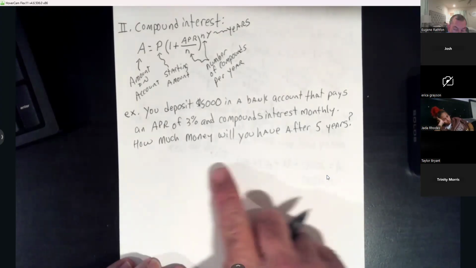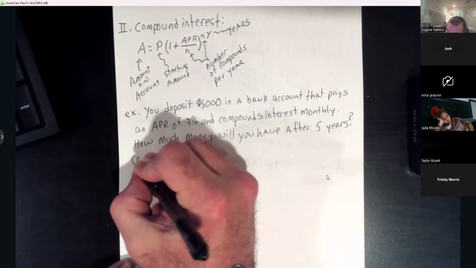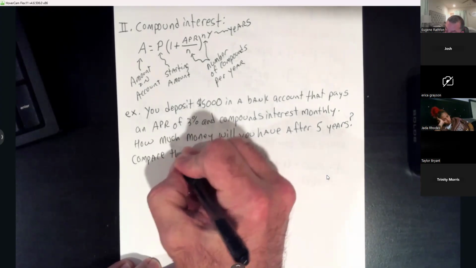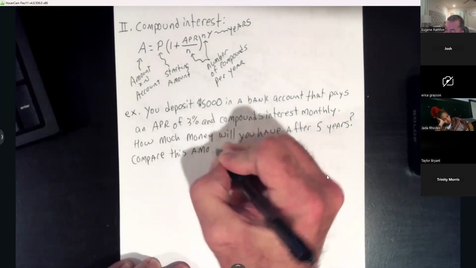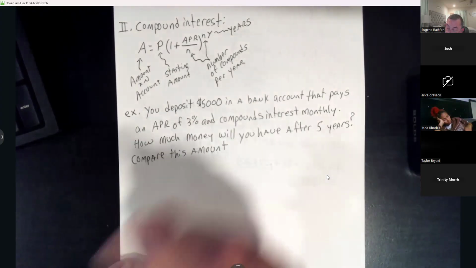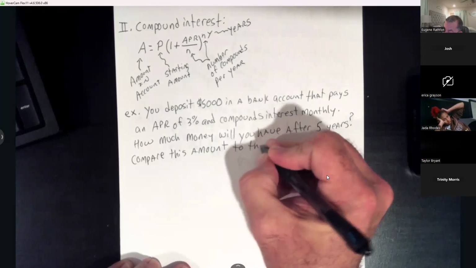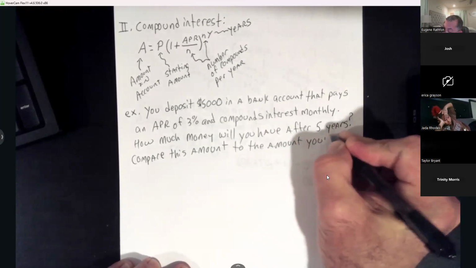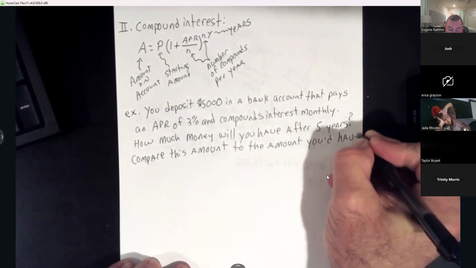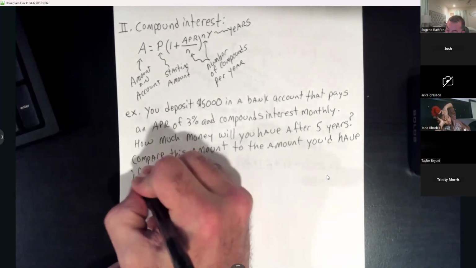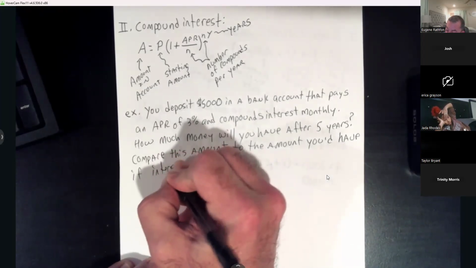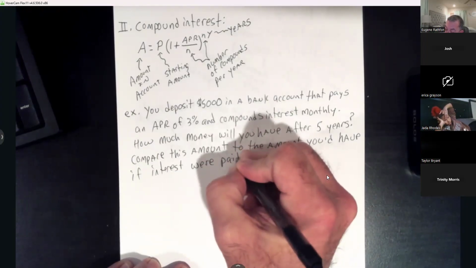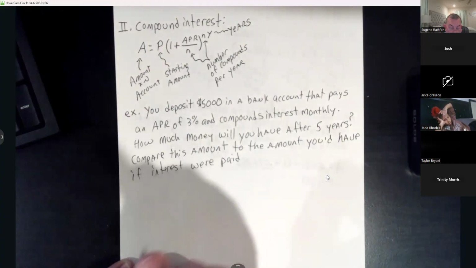Okay, then they also want us to compare that amount to the amount you'd have if interest were paid only once each year.